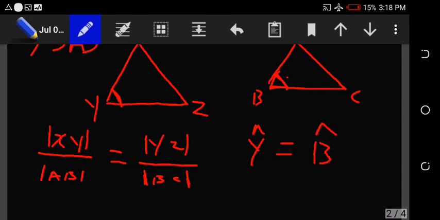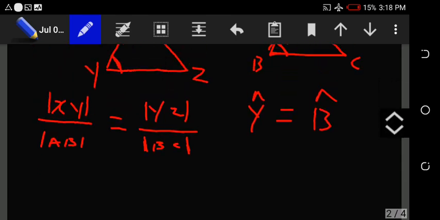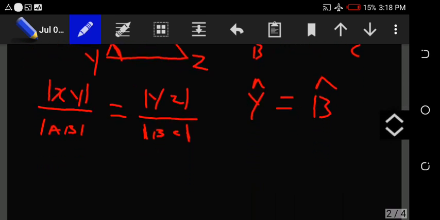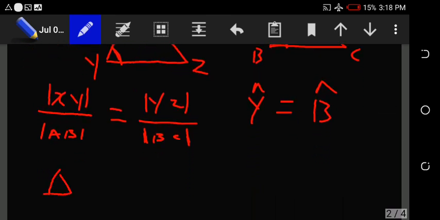This caret sign shows angle, so the angle Y is equal to angle B, and then the ratio of the two sides are equal. Then we can say that the two triangles are similar. We can then go ahead and write that triangle XYZ is similar to triangle ABC. Okay, so that's the second case for similarity of triangles.